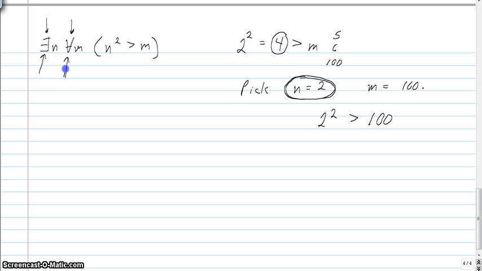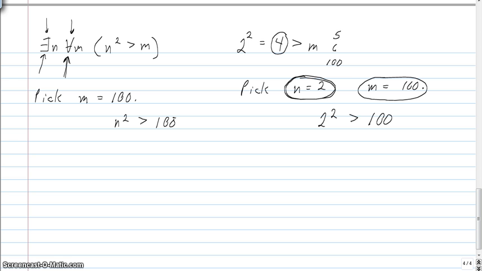Now we do get to select a value for m. So, well, let's go with this. What if m is 100? I'm sorry. I'm going to back that up. That's not going to work either. Well, let's see what would happen. If I select m equals 100, then what would I have? I'd have n squared greater than 100.